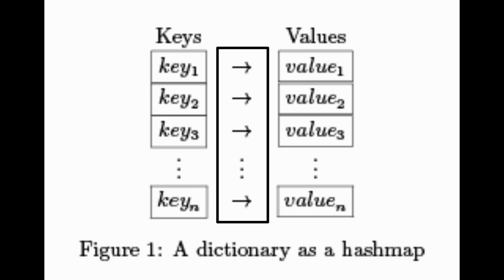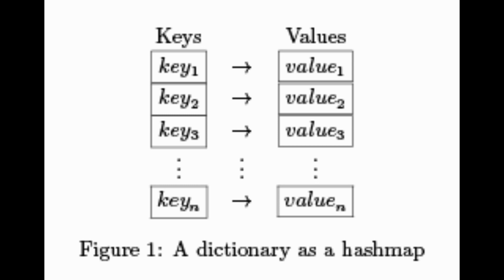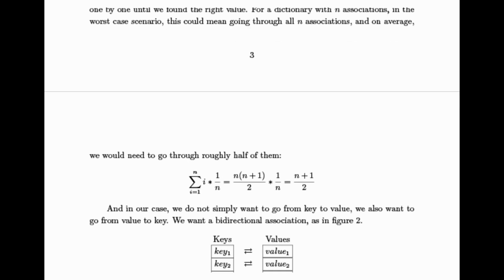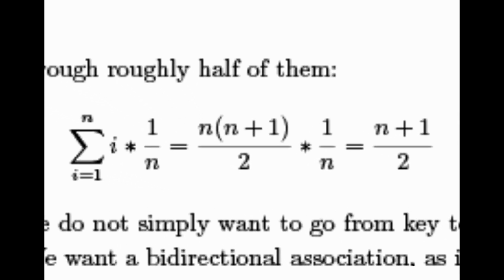Taking a closer look, we can notice that there's a direction to it. We go purely from key to value. But what if we wanted to go the other way around instead, from value to key? Well, if we went through this dictionary as is, we would need to go through each key one by one until we found the right value. For a dictionary with n associations, in the worst case scenario, this would mean going through all n associations. And on average, we wouldn't be much better. We would need to go through about half of them.